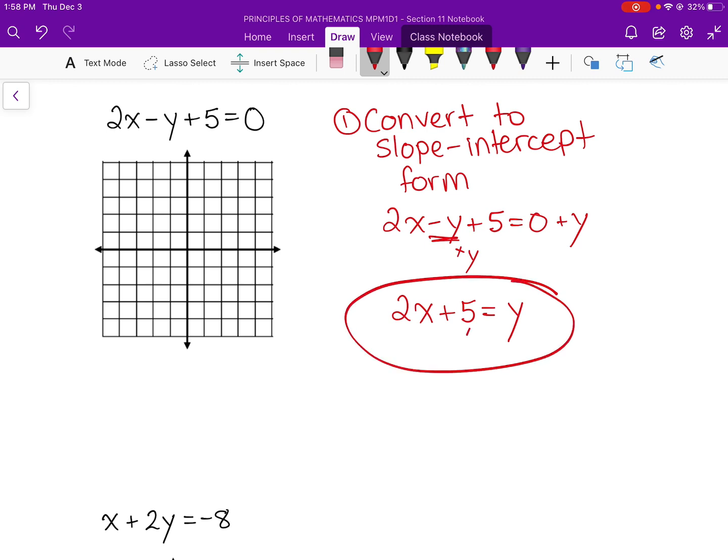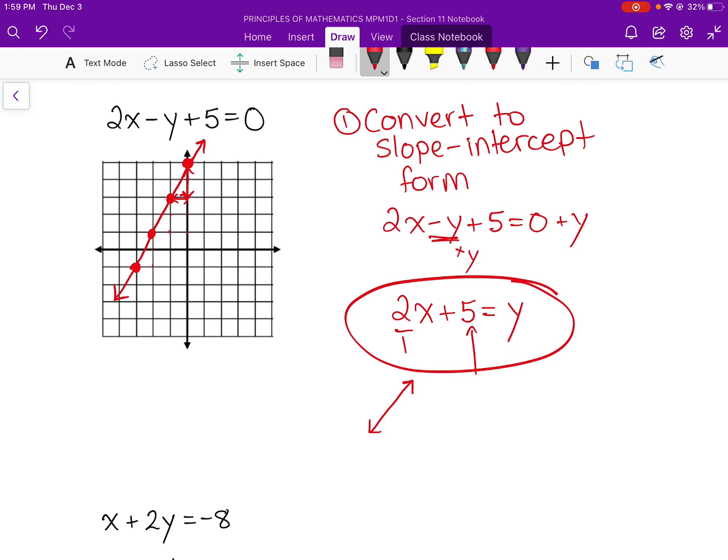And now I can easily tell my y-intercept's 5. So 1, 2, 3, 4, 5. And my slope is 2, or 2 over 1. And I know it's a positive slope, so it's going to slope up to the right. So if I go down 2, I have to go left 1. Down 2, left 1, down 2, left 1, so that my line can slope up to the right. I just use the rate of change to help me go down 2 and over 1. So you could totally use the same method we've been using.